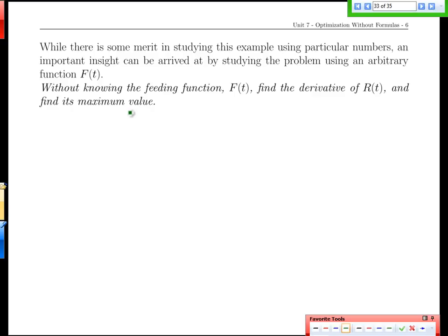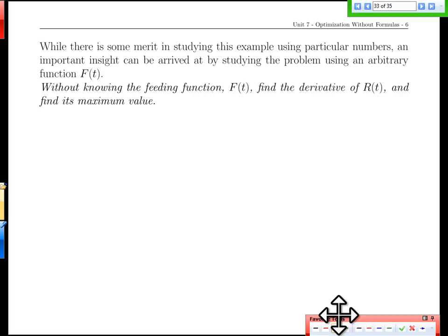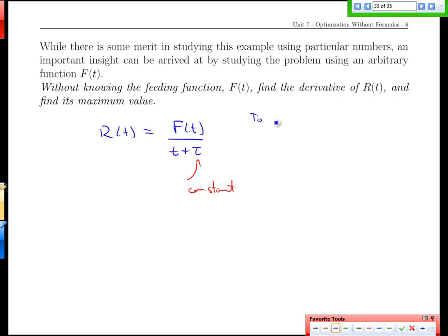All right. What can we do to follow up on this? How can we get to some kind of important formula? What if we don't know the function f of t, but we just know the basic shape? Well, we know that r of t is f of t over t plus this travel time constant tau. Important to recognize that this is a constant. If we wanted to optimize r with formulas, then what do we do? Well, we'd set r prime equal to 0.